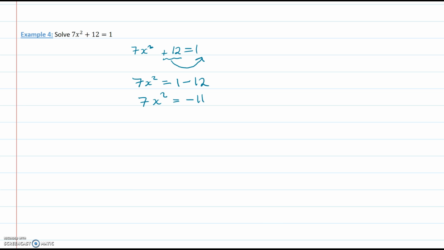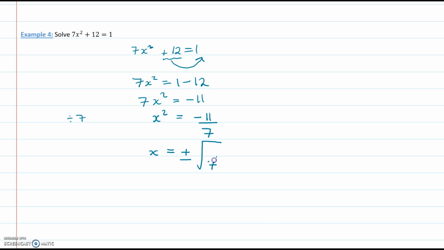Okay, 1 minus 12 is minus 11. Now you want to divide by 7. So if you divide both sides by 7, you get x squared is equal to negative 11 over 7. And then the way you get rid of an x squared is you take square roots. But remember, when you're trying to go from an x squared to an x in an equation, you have to include plus or minus the square root. So that's plus or minus the square root of 11 over 7. Sorry, minus 11 over 7.